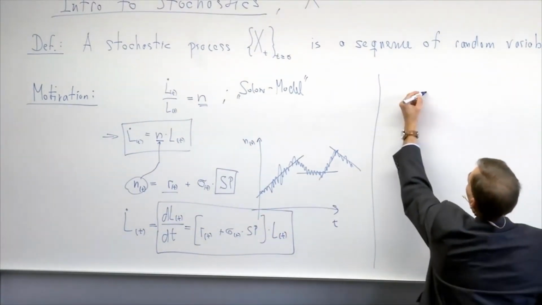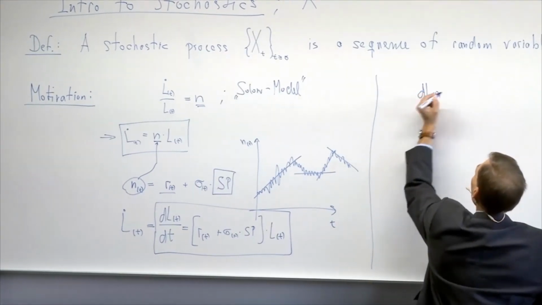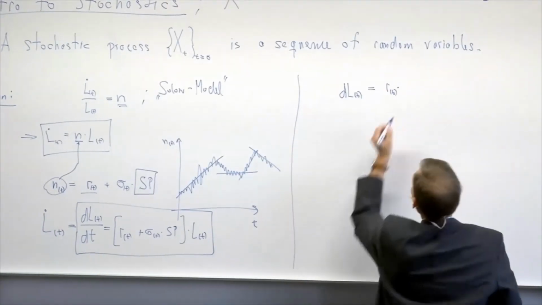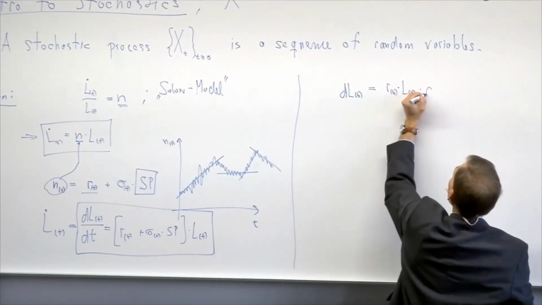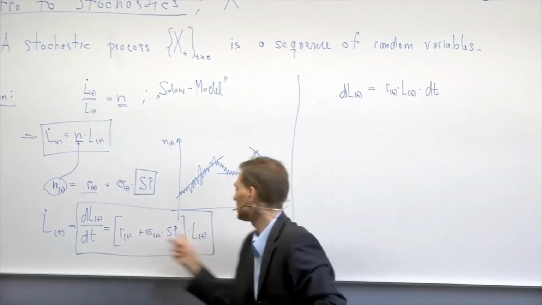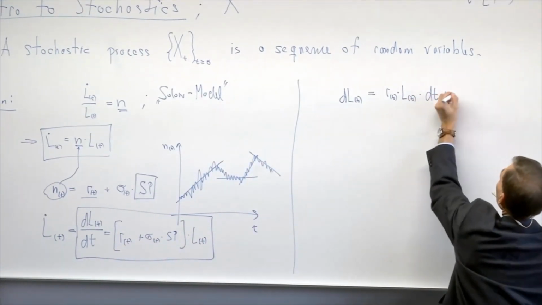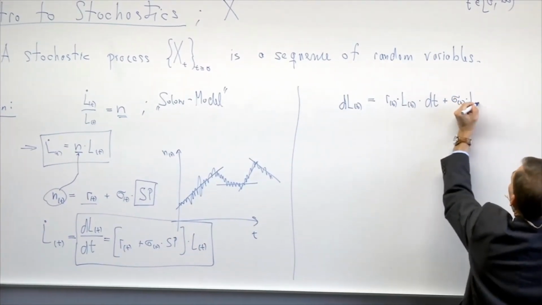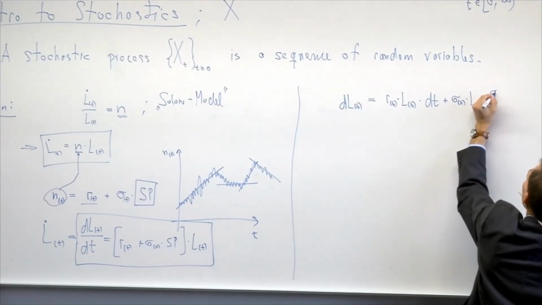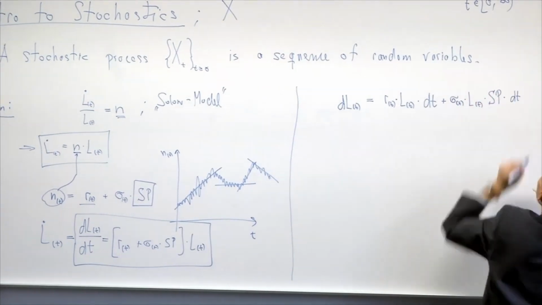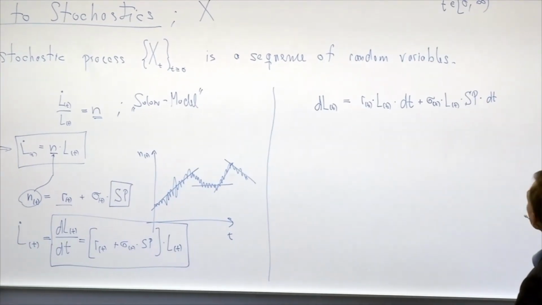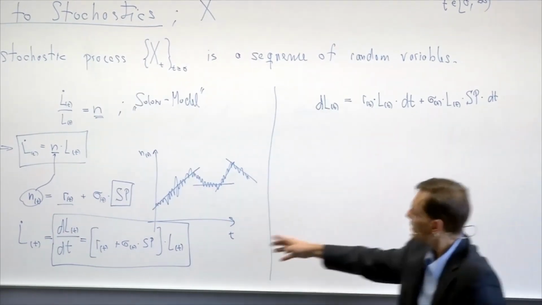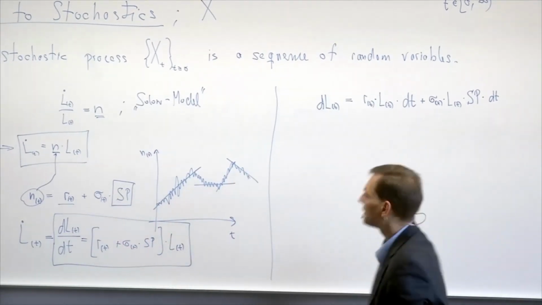So on the left-hand side, we have then d of LT, and then the first component is my trend times LT times dt, right? Because the dt is now here, plus sigma, and then we have this LT, we have this stochastic process, and we have a dt as well. So now we have just slightly rearranged the dt to this side and then multiplied it into the brackets.